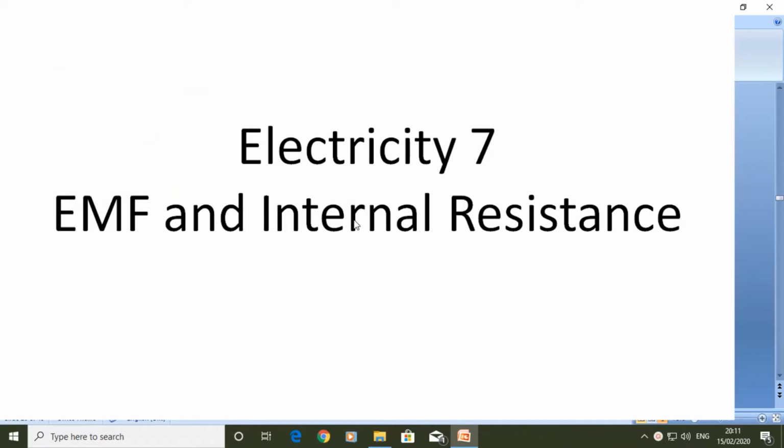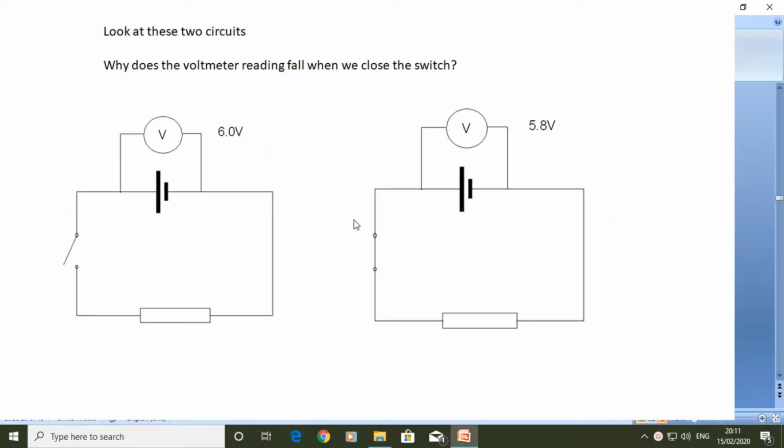This is my 7th electricity video, and it's on EMF and internal resistance. Now look at these two circuits. We have a power supply and a resistor, but in the first circuit the switch is open, and in the second circuit the switch is closed.